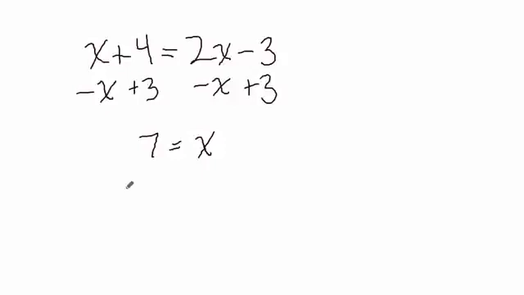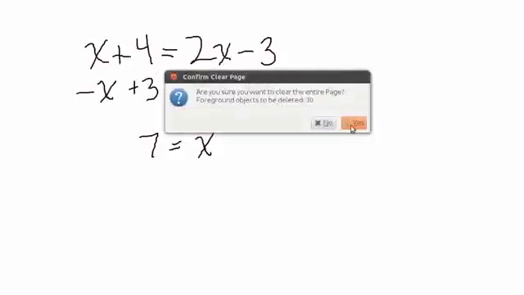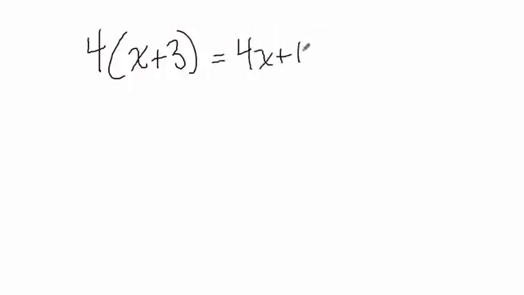Now, sometimes in addition to adding, subtracting, multiplying, or dividing both sides by something, you want to tweak one side in a different way. Let me give you an example of something called distribution. So let me erase this. Imagine that I had something like 4 times x plus 3 on one side of an equation. I can rewrite this as 4x plus 12.